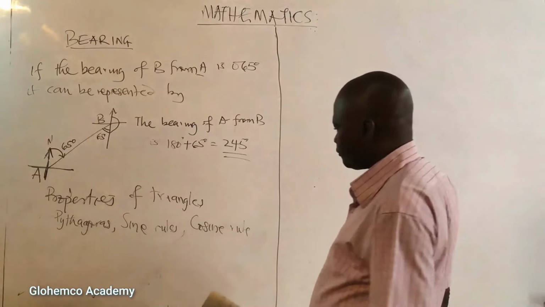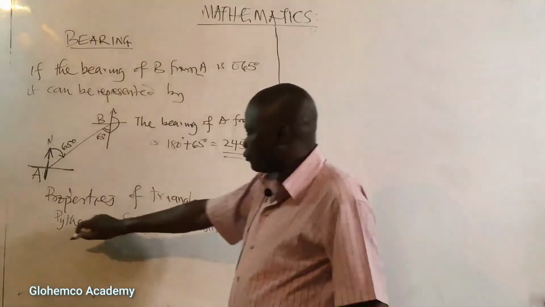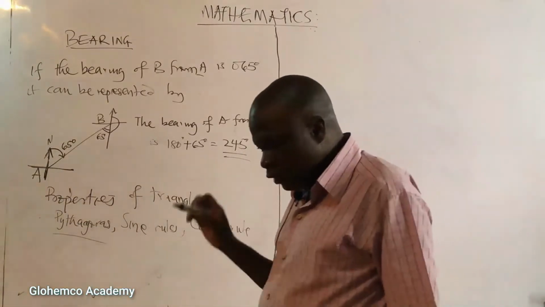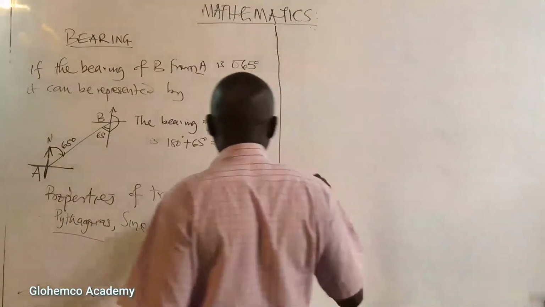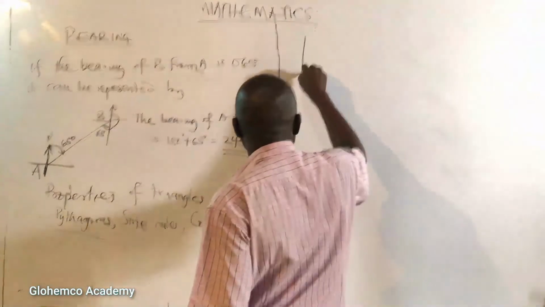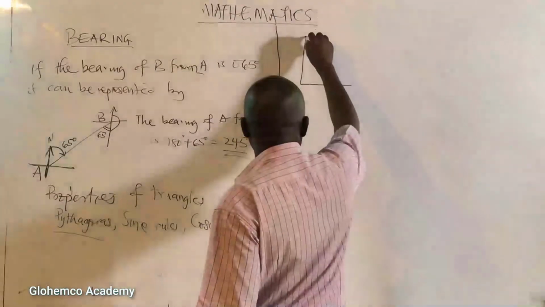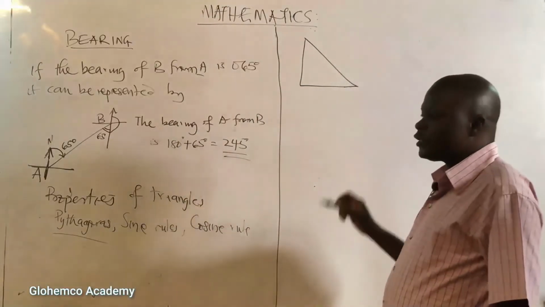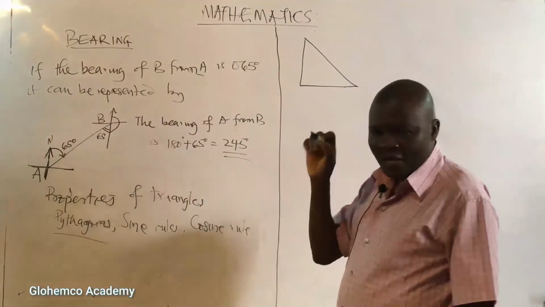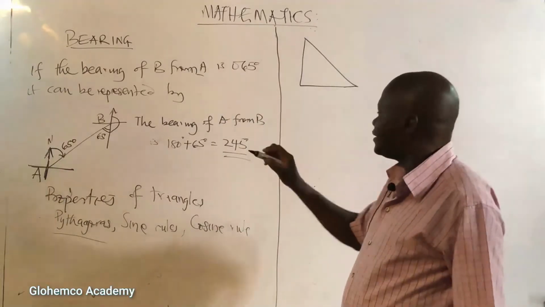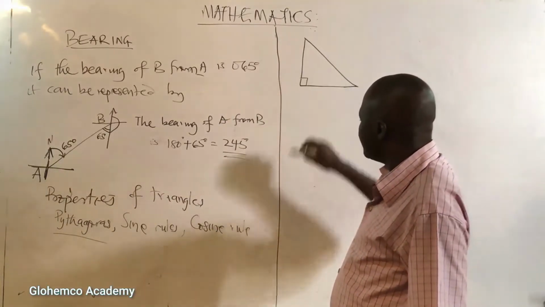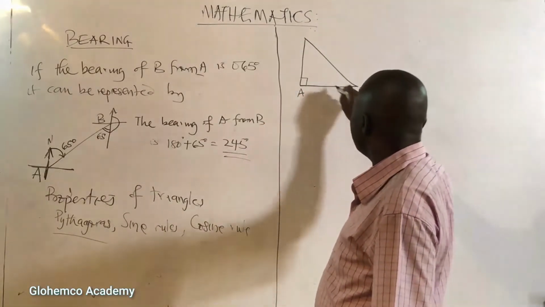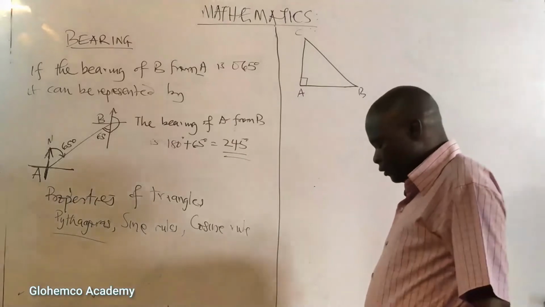Let me start from Pythagoras. When we talk of Pythagoras rule, it means the triangle must be a right angle triangle. The triangle you are referring to here must be a right angle triangle. Take for instance, if you have something like this, a triangle. What do you mean by a right angle triangle? It means one of the angles in that triangle must be equal to 90 degrees. Let's say this is equal to 90 degrees. When we talk of A, B, and C, okay?